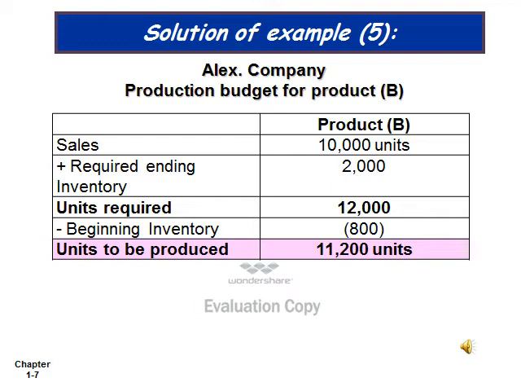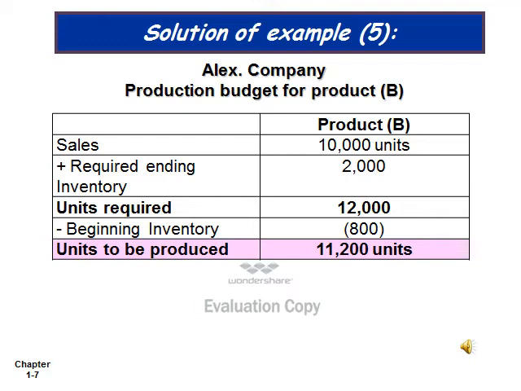The solution of example 5. Write the company name, Alex Company. Write the kind of budget. Here I will start by production budget for product B, not by the direct labor budget.